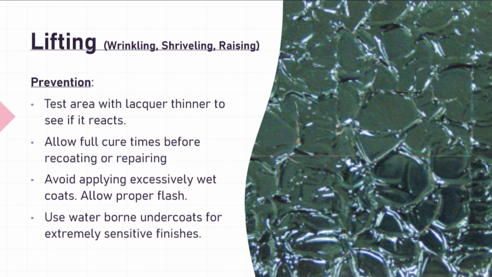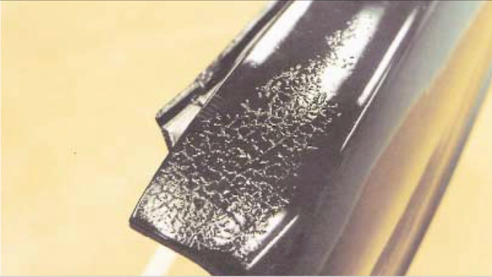Allow full cure times before recoating or repairing. Avoid applying excessively wet coats. Allow proper flash. Use waterborne undercoats for extremely sensitive finishes. All these paint defects can be avoided by following the standard operating procedures and following technical data sheets for details on the products being used.